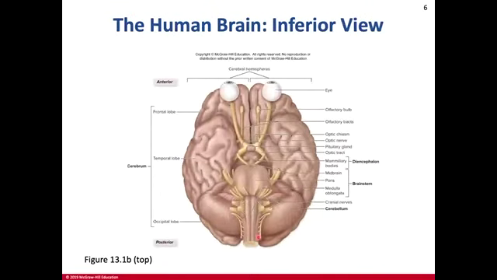You can see the underside of the brain here, all right? You can see some of the cranial nerves as well. This is the olfactory nerve here and here. This is the optic nerve, okay? This is the optic chiasm.